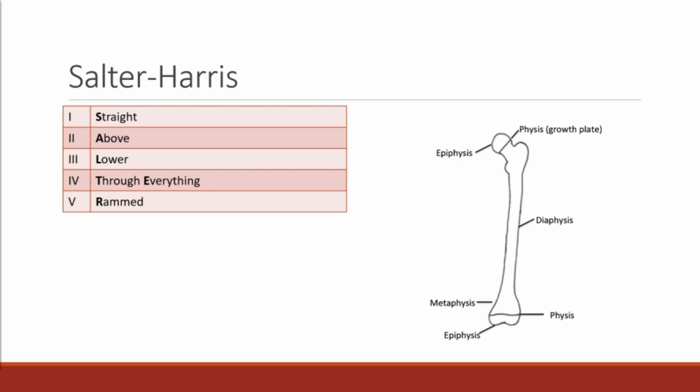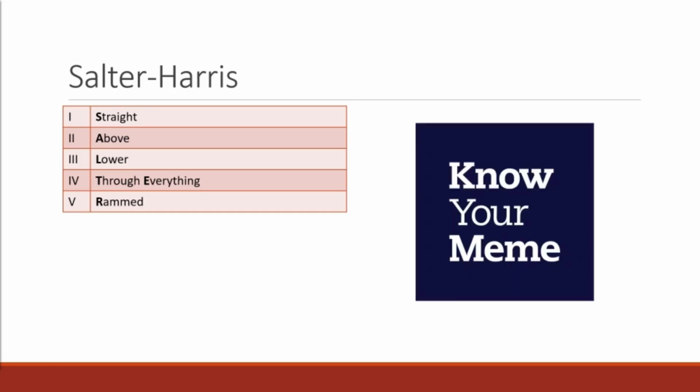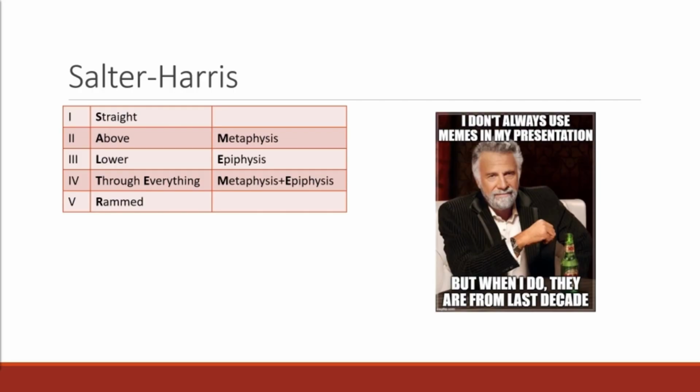So there's another mnemonic that can help us remember that, and that is knowing your MEME, M-E-M-E. And so a type 2 fracture is through the metaphysis, a type 3 is through the epiphysis, and a type 4 is through the metaphysis and the epiphysis. So knowing your Salter mnemonic and knowing your MEME will help keep these straight every time.